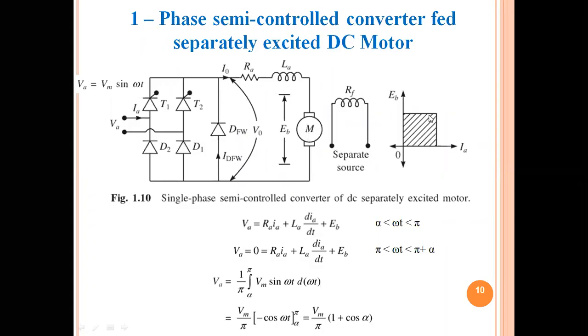And this is a single quadrant operation, or a first quadrant operation, because the voltage and current produced across this motor, or the operation of this motor with the help of voltage and current, both are of positive sign only. So in the first quadrant, y-axis will be positive and x-axis will be positive. You know that.